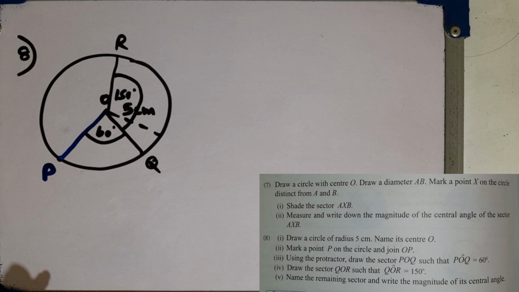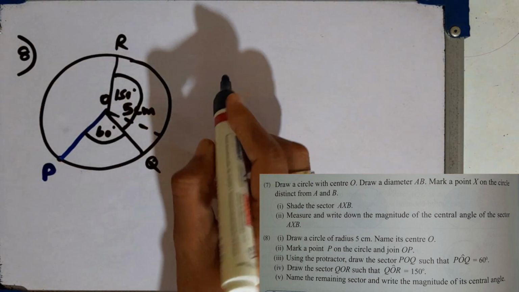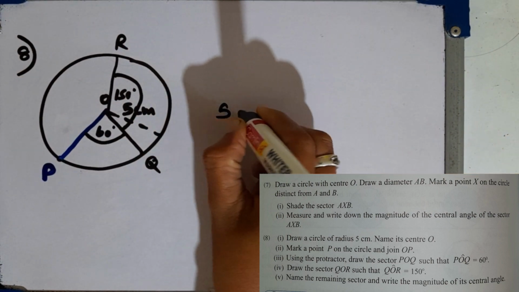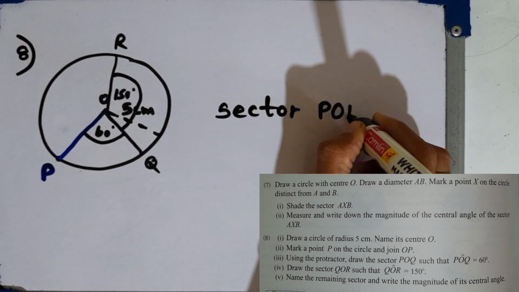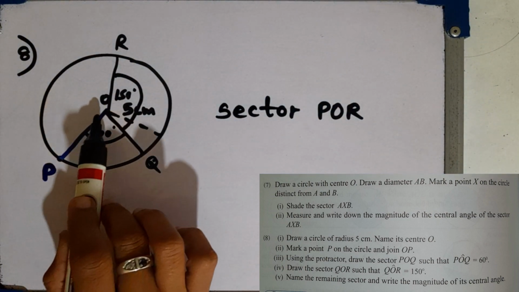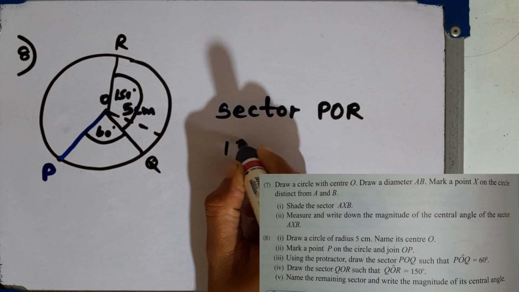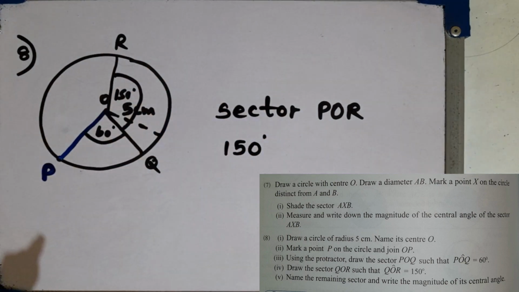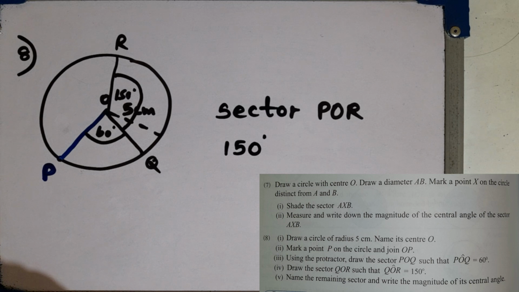Then name the remaining sector and write the magnitude of its central angle. The remaining sector is POR. Then what will be the central angle here? You can measure it. It should be 150 degrees. The magnitude will be 150 degrees if you measure this central angle in the sector POR.